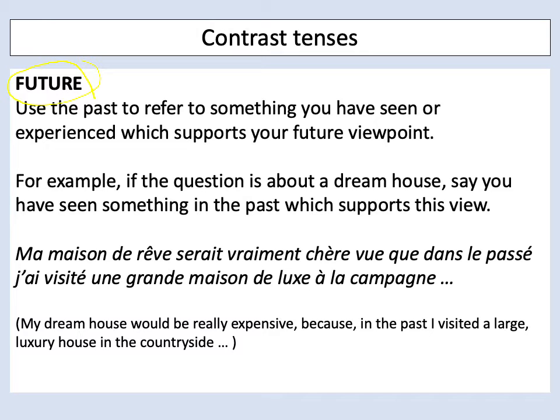So I've got this little suggestion here. My dream house would be really expensive because in the past I visited, so we've got j'ai visité, we've got dans le passé, and then we'll continue on with the other things. And that's just adding in that tense, it's making it completely relevant to the question, and it's doing it in quite a nice, stylish way as well.